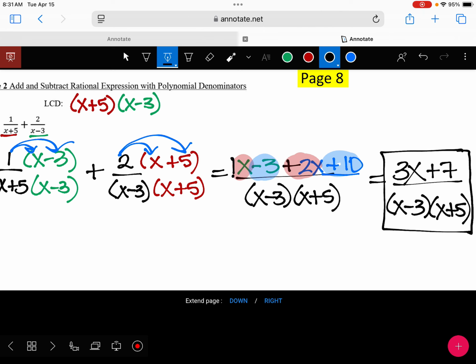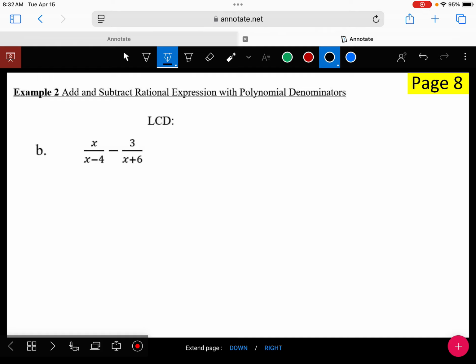One more and then we'll wrap it up for today. If you look at homework 2, it's really short because we do realize that these take a lot more time than multiplying and dividing. All right, last one for today.